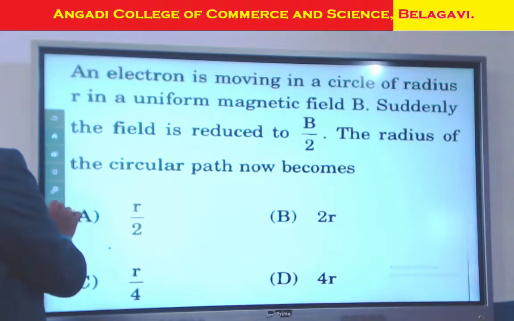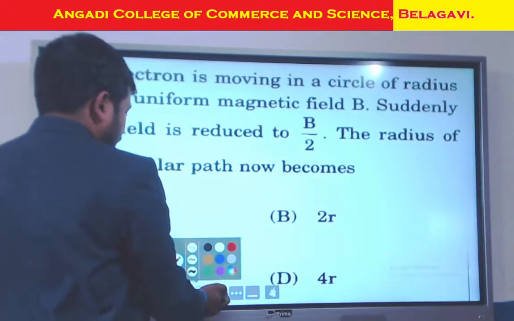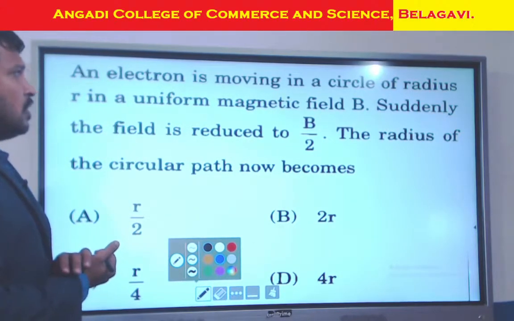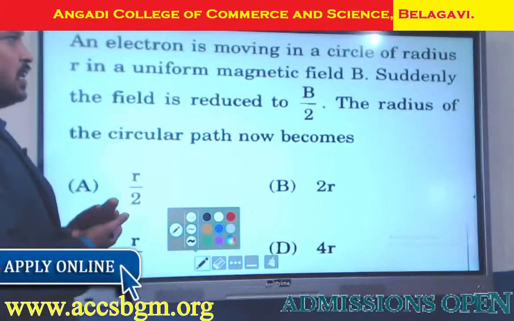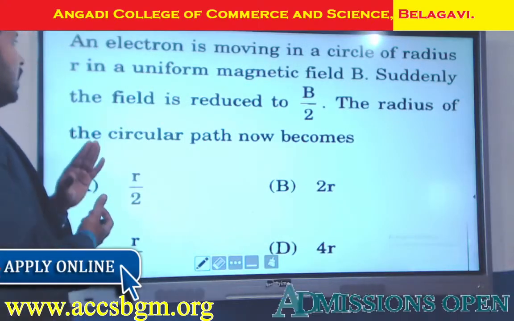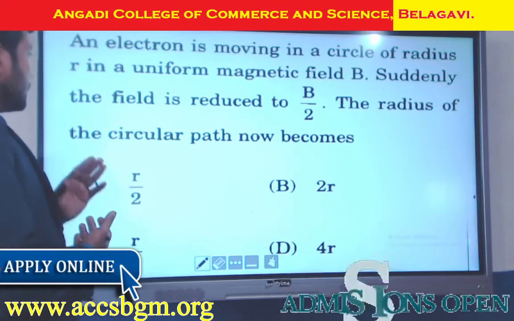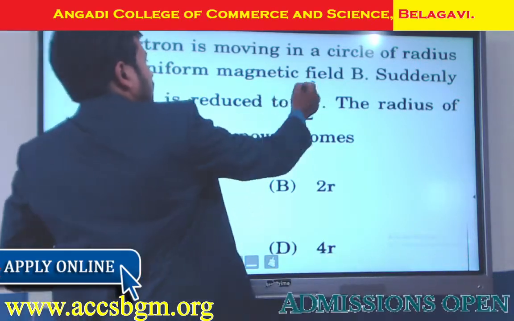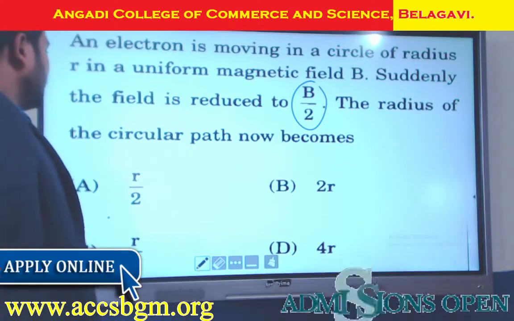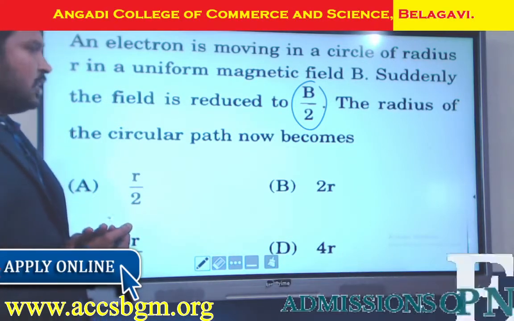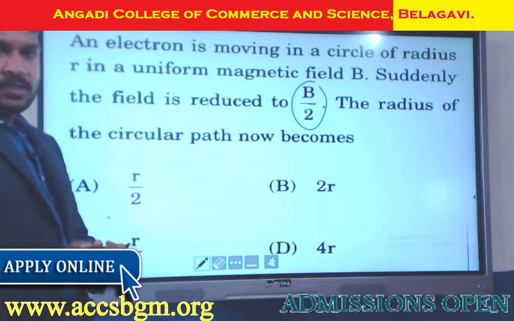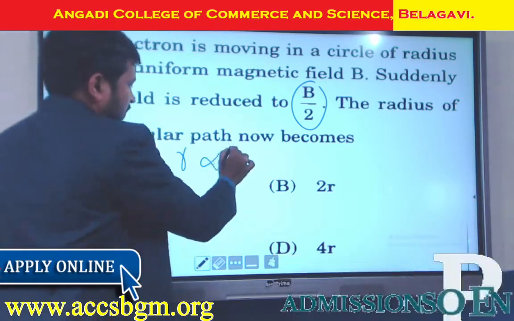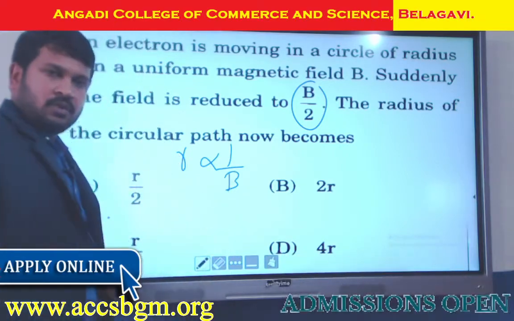Okay, next one. An electron is moving in a circle of radius r in a uniform magnetic field B. Suddenly the field is reduced to B by half. How does the radius of the circular path become? Okay students, here R is inversely proportional to B. This we know.